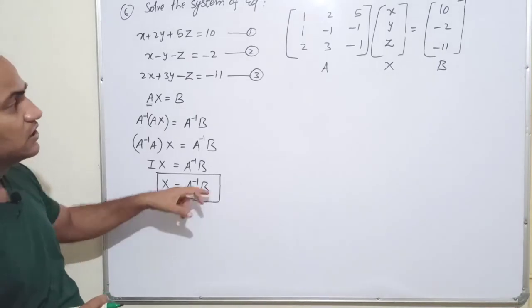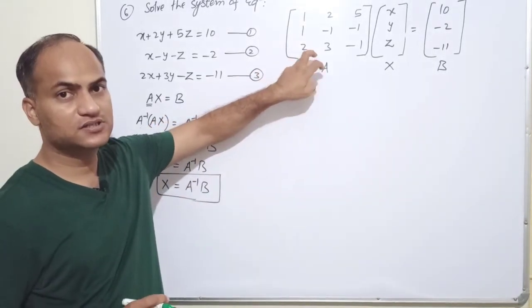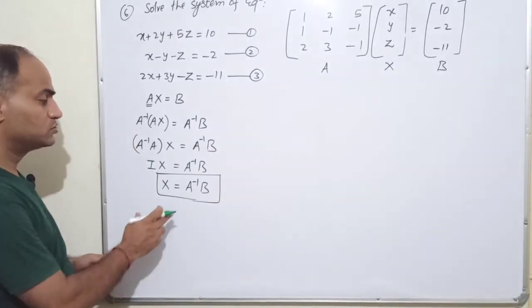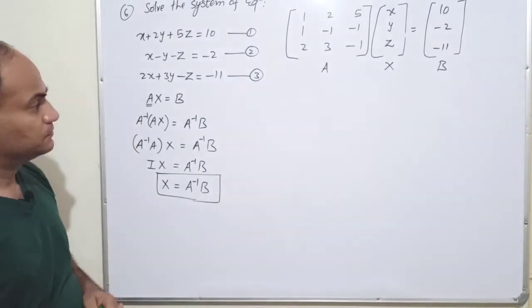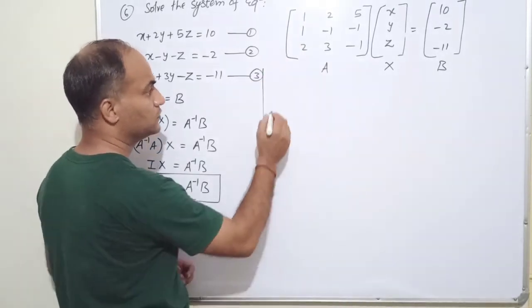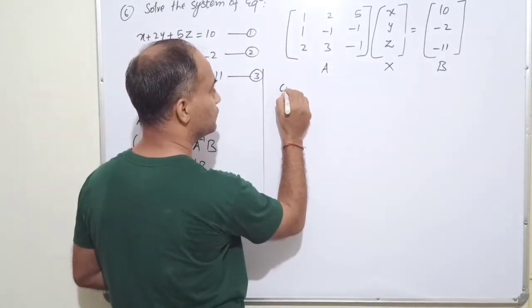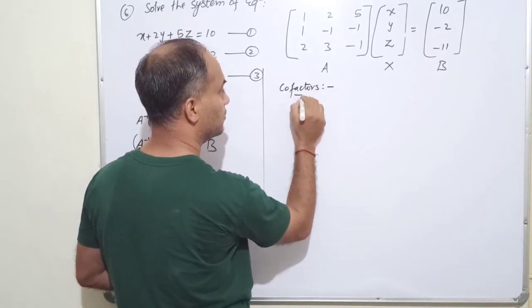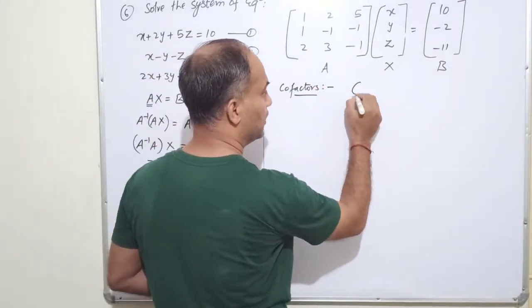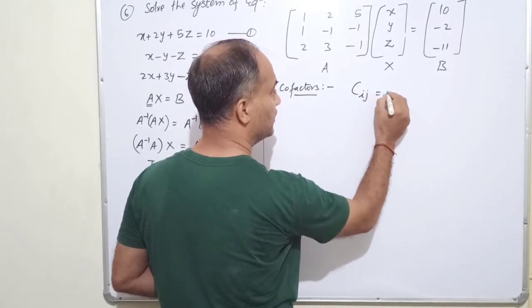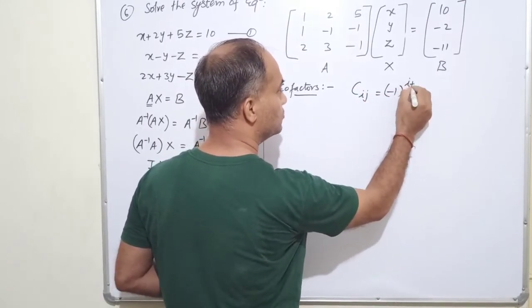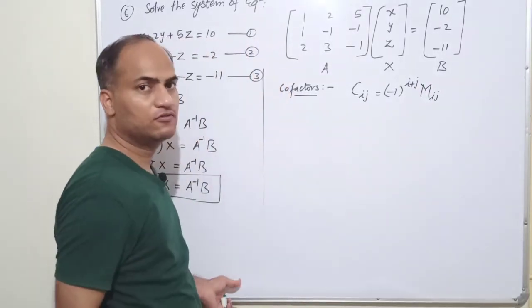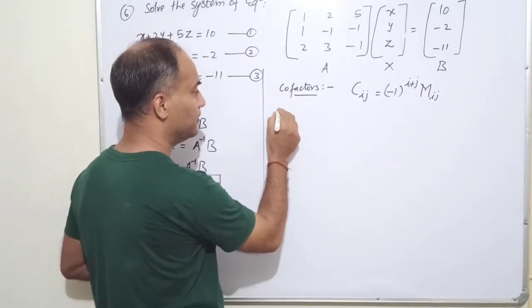Okay, so it means we have to find the inverse of this matrix using the matrix method. Okay, so let us try for A inverse. So first we find cofactors. Let me tell you one formula. Cofactor Cij we find as minus 1 to the power i plus j into minor Mij. Okay, what is minor? Let us see one example.